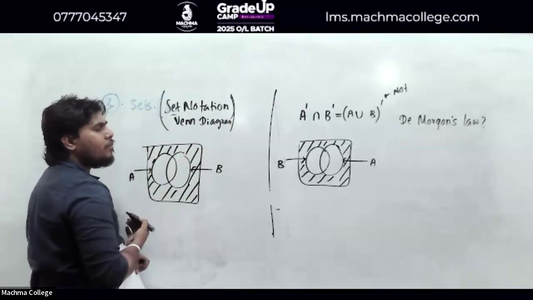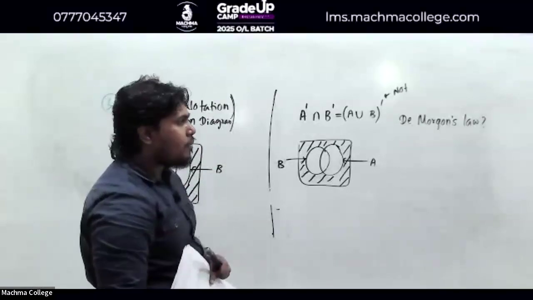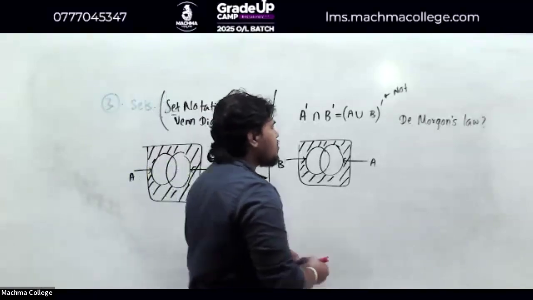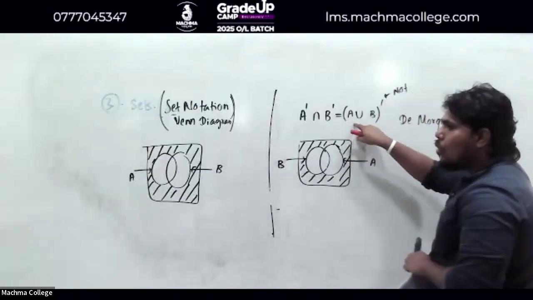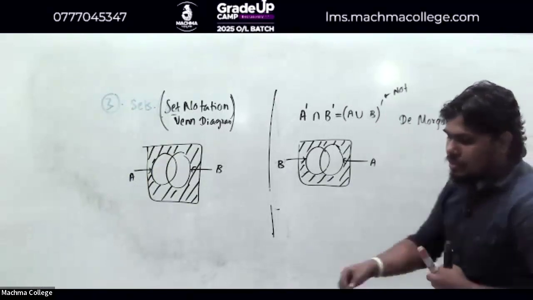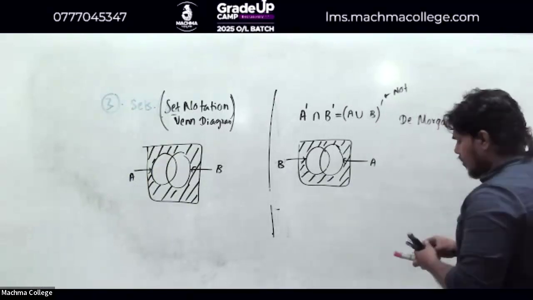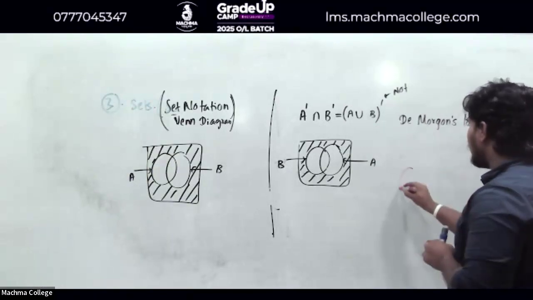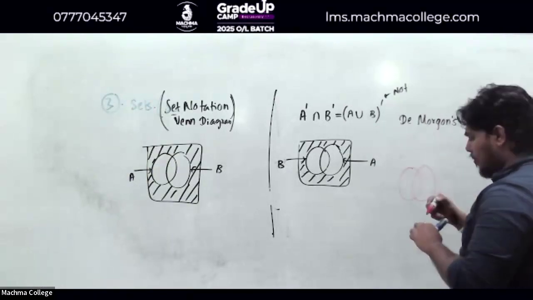Now, if you ask me, sir, can't we go from scratch? If you go from scratch, is it wrong? Scratch means let's say you don't know this, still you have the chance to shade the region properly. So let's say this is set capital A, this is set capital B.